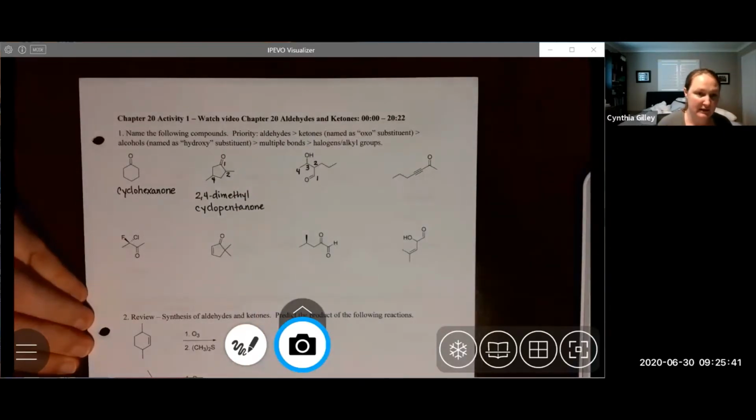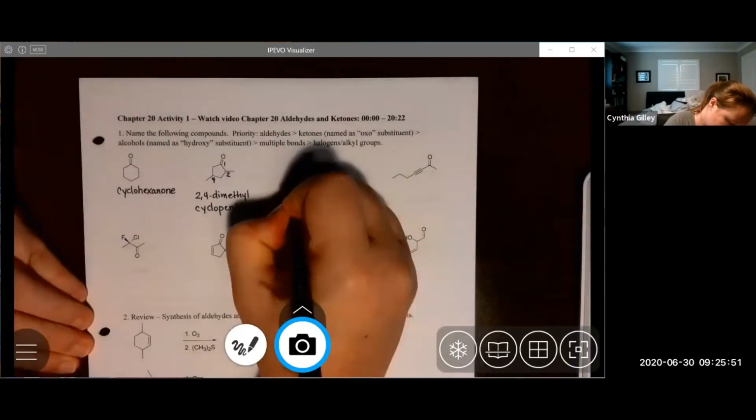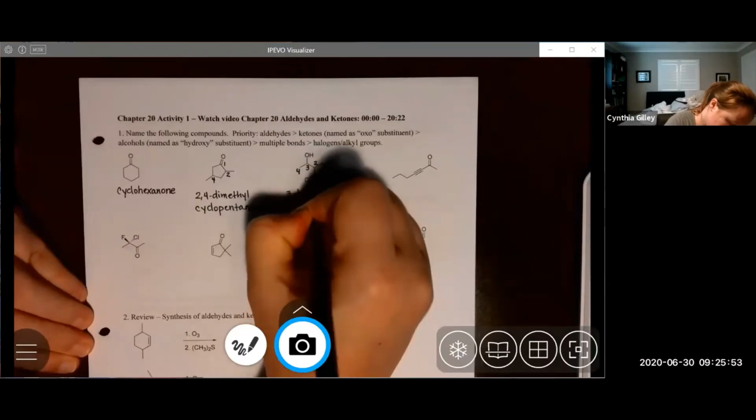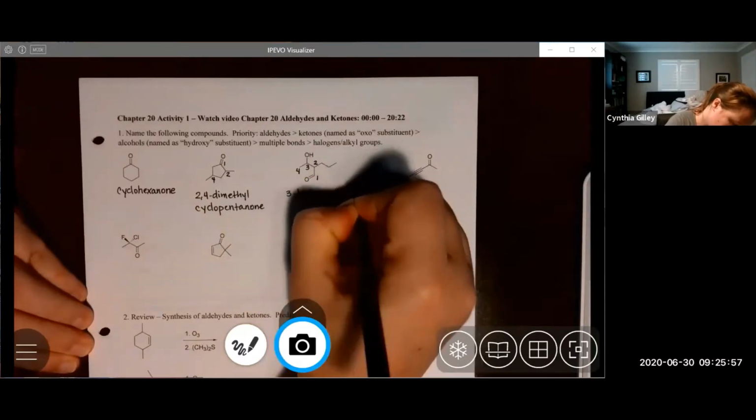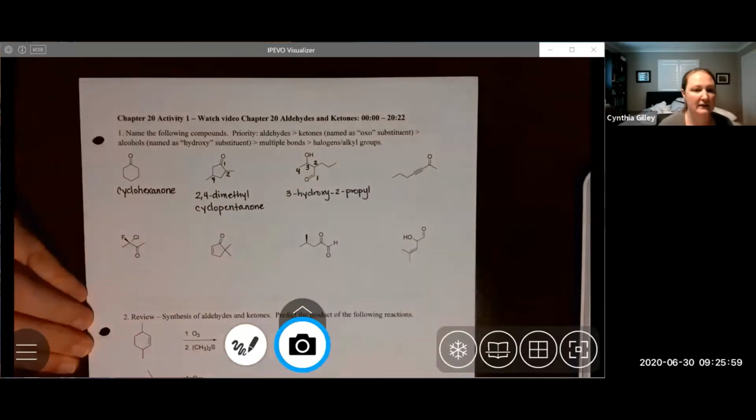And now we have a hydroxy group and a propyl group. And H comes before P. Okay, so we'll do 3-hydroxy, 2-propyl. And now comes the parent, a 4-carbon chain. So that would be a butane. That becomes, drop the E, add the -al, so butanal.